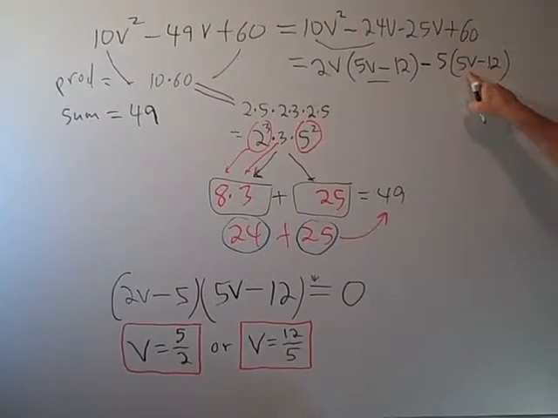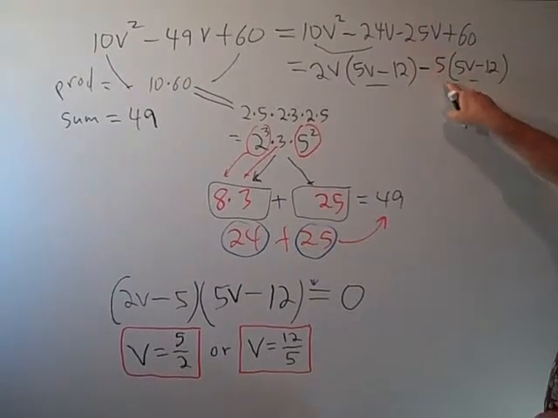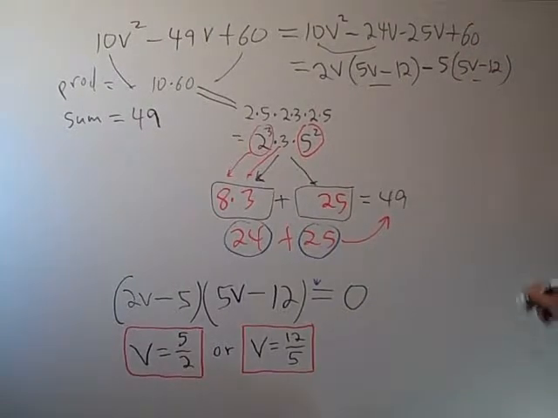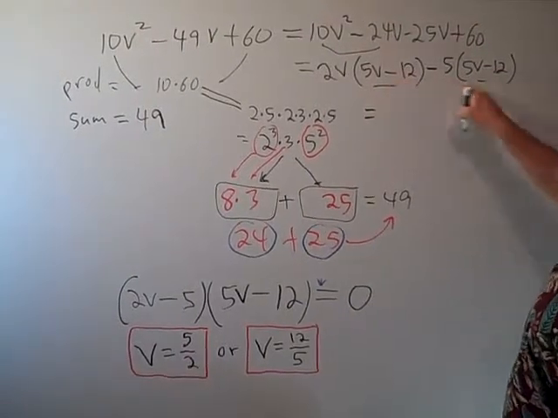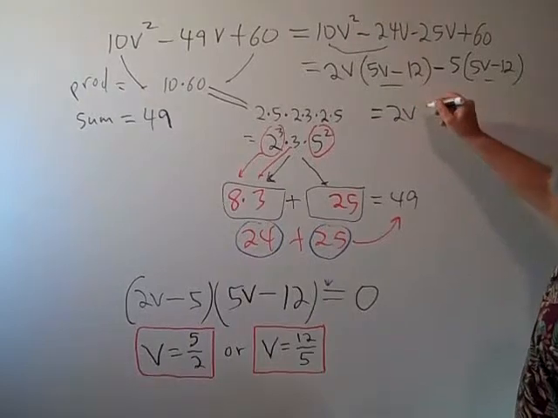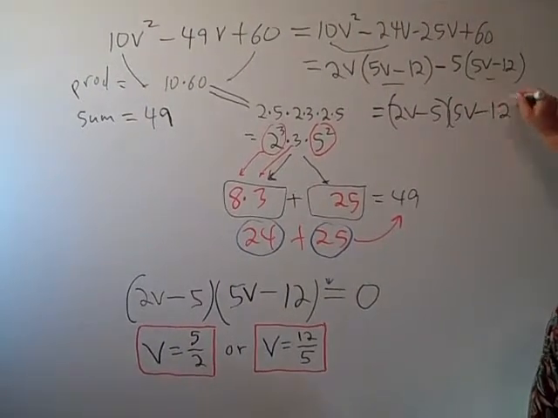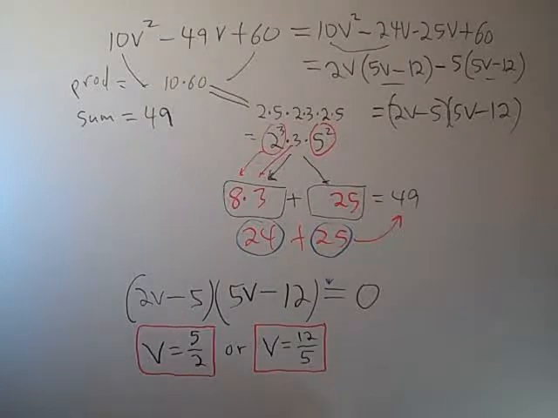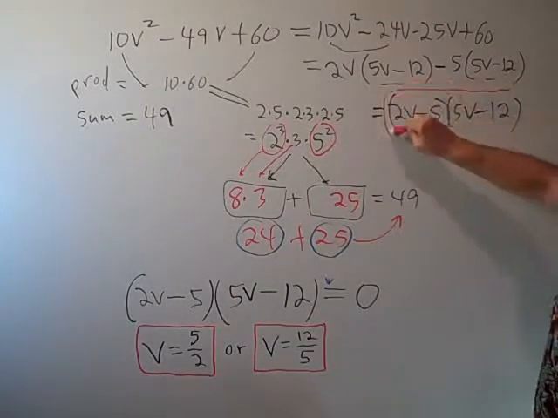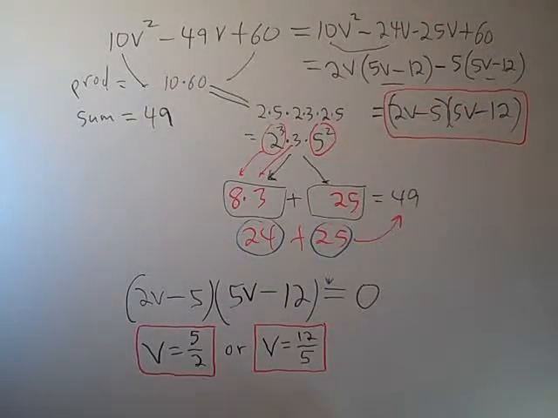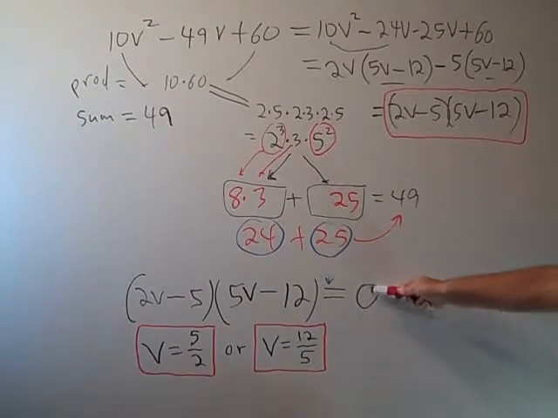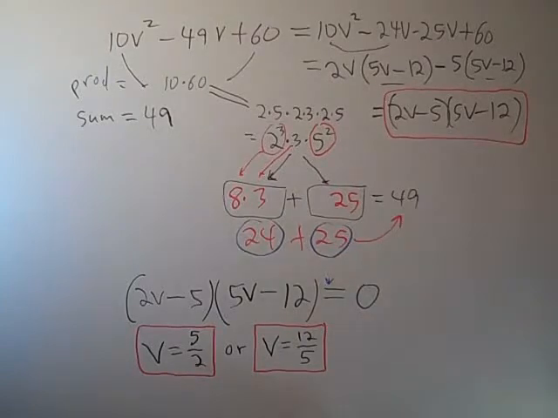Negative 5 times 5v is negative 25v. Negative 5 times negative 12 is positive 60. So we can factor out the 5v minus 12, which leaves behind 2v minus 5. And there we have it. That's the factorization that led to our solving the problem. So it can take a little bit of work to get that. But once you have that factorization, you have the solution to your equation.